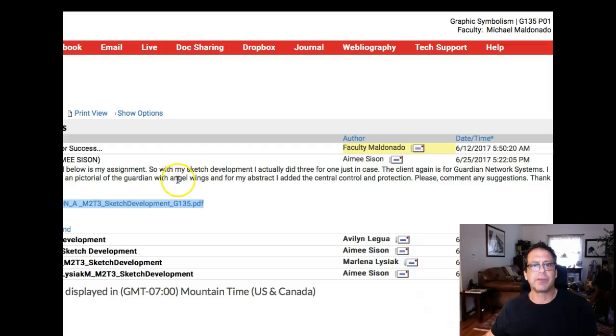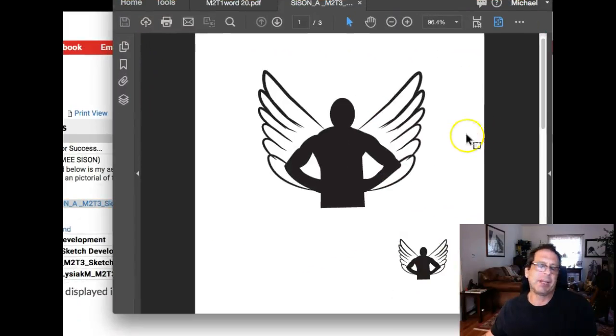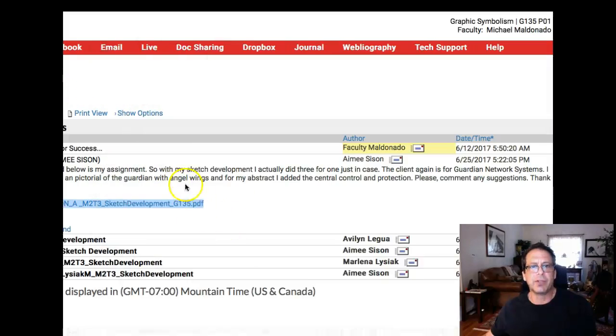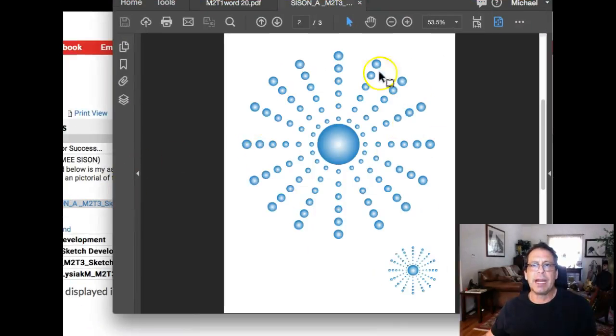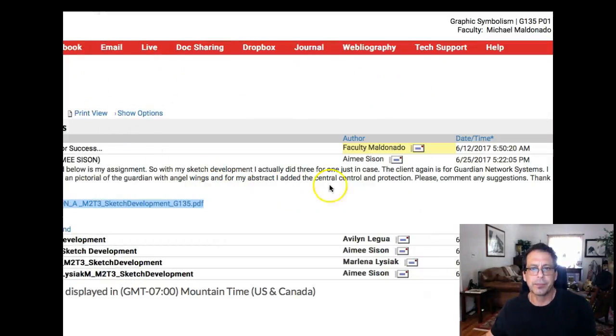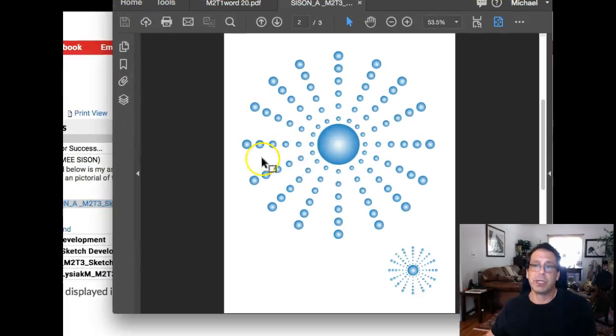So let's take a look at your Guardian Network Systems. I provided a pictorial of the garden with Angel, and that makes perfect sense. That would feasibly be a good solution for your logo as the guardian with the wings. So good job there. And then we move to your abstract, and this is where it really gets interesting as far as I'm concerned. This abstract depiction of protection, I'm sorry, central control. I think this is really interesting, and I think this is very, very effective.